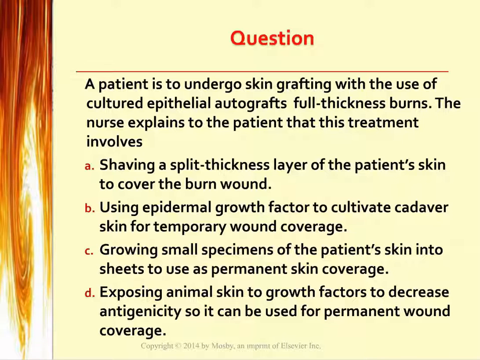And yes, the answer is C. Cultured epithelial autograft, or CEA, is a method of obtaining permanent skin from a person with limited available skin for harvesting. CEA is grown from biopsy specimens obtained from the patient's own unburned skin.